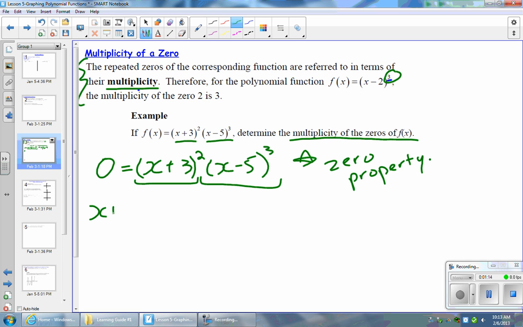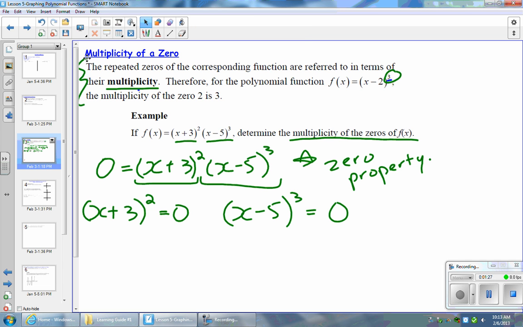So we have (x plus 3) squared is equal to 0. And we have another factor, (x minus 5) cubed, and we're going to set that equal to 0 as well. And you're going to solve for x in each of these equations. So let's start with the first one that I have right here. (x plus 3) squared is equal to 0.